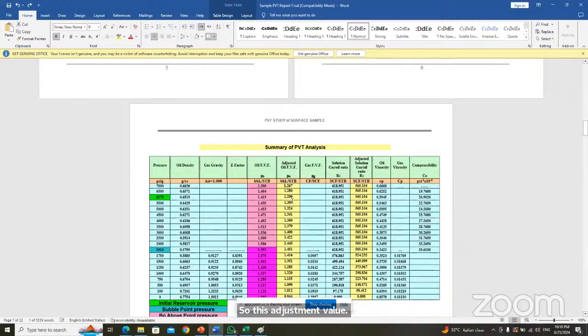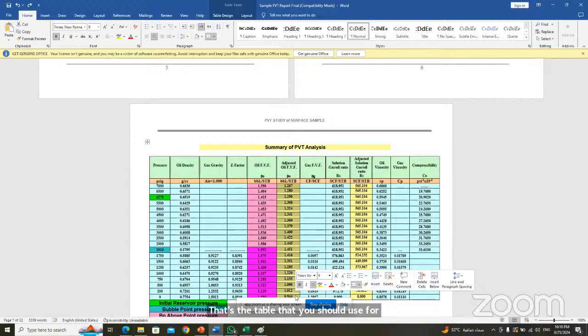That's the table that you should use for your material balance, for your volumetric calculation, for any reservoir engineering calculation. You shouldn't use the original table because it didn't take into account the production conditions. You should use the adjusted table.